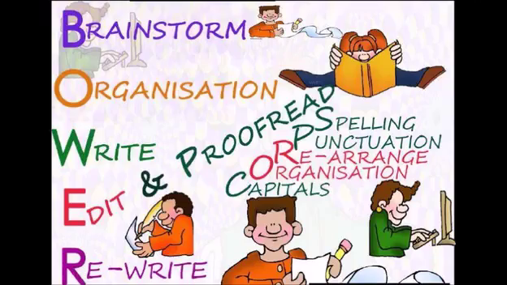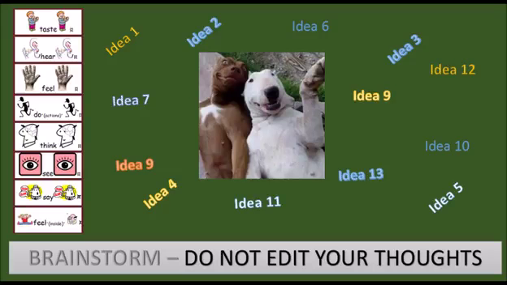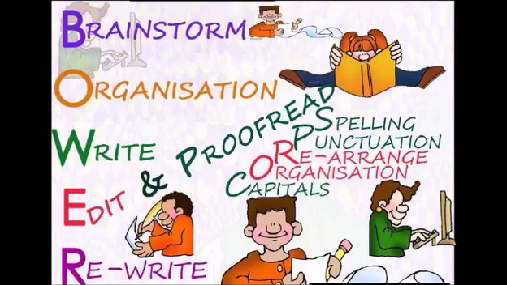Each section is explicitly taught. We begin by looking at brainstorming. Here are one of the QuickWrites samples. This is placed up on the board and students are asked to brainstorm. The most important part of this process is that they don't edit their own thoughts. They just write. The next step is organising.